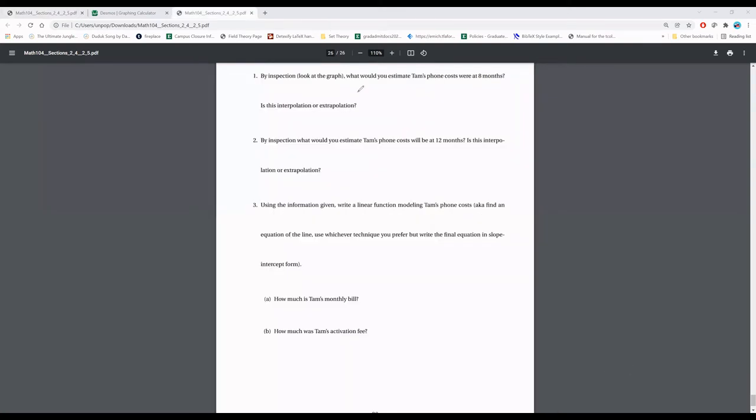So what did we say? We said this was about 600 and it was interpolation. That appears to be something around 900 and it's extrapolation.